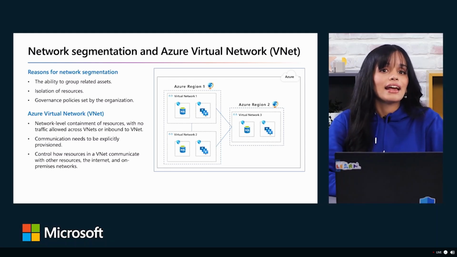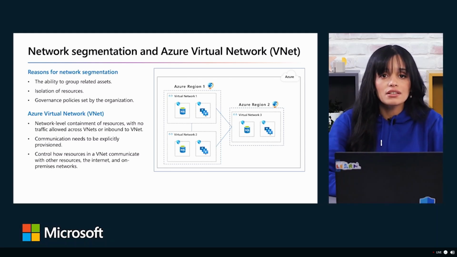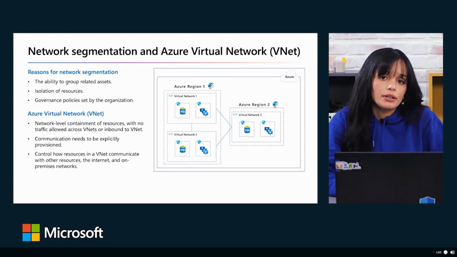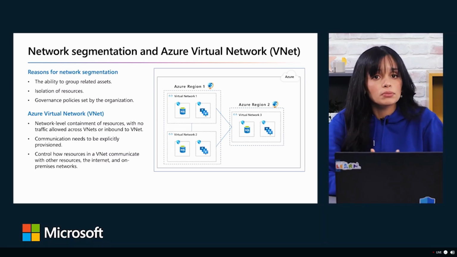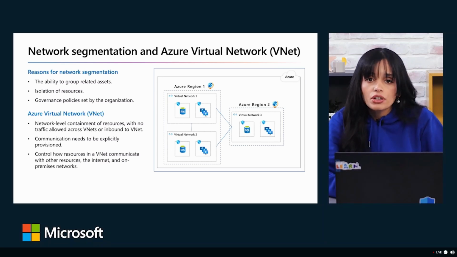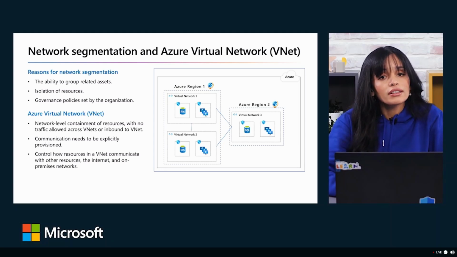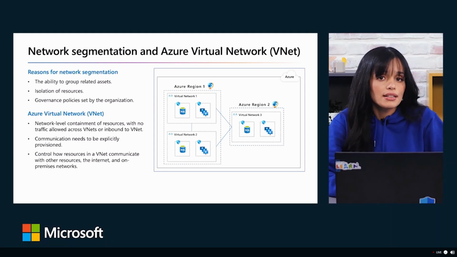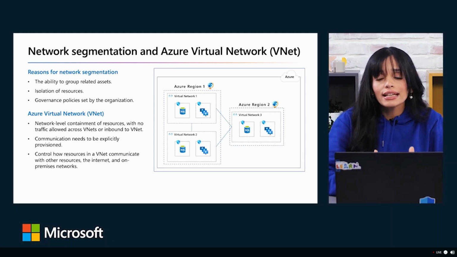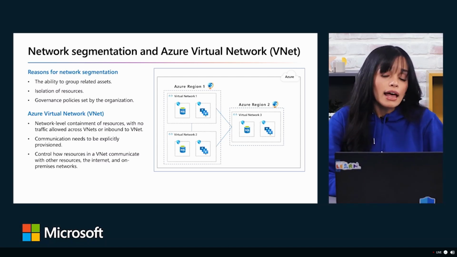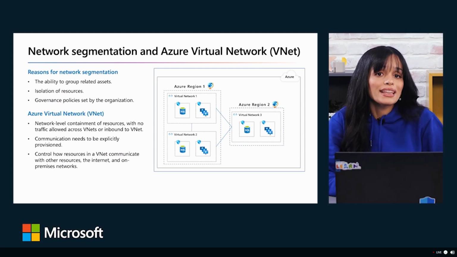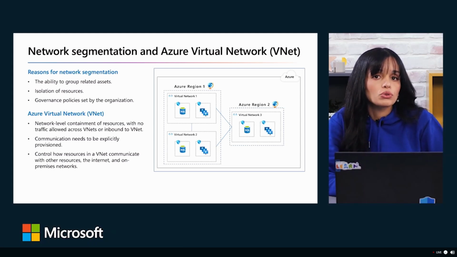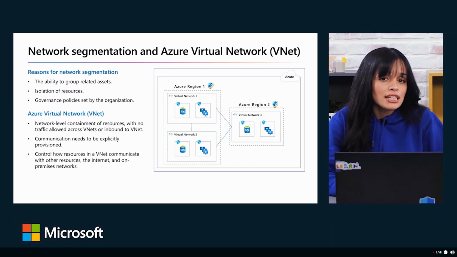Azure VNets enable organizations to segment their network. Organizations can create multiple VNets per region, per subscription, and multiple smaller networks, which we call subnets, can be created within each VNet. VNets provide network-level containment of resources with, by default, no traffic allowed across VNets or inbound to the VNet. Communication needs to be explicitly provisioned.